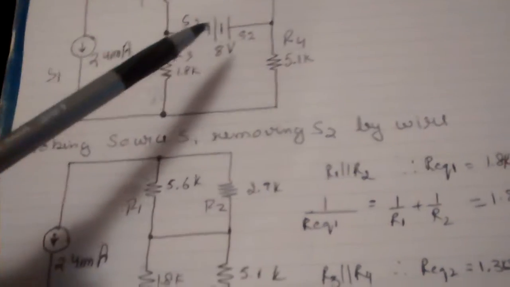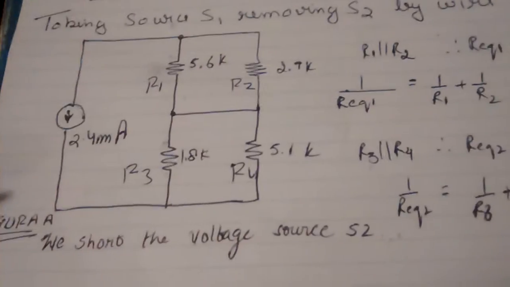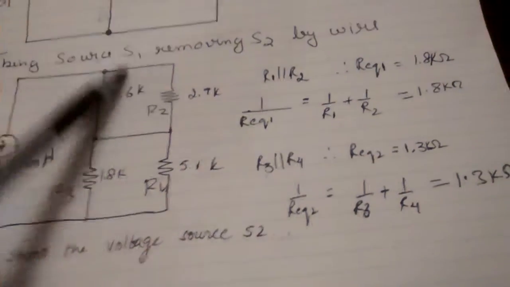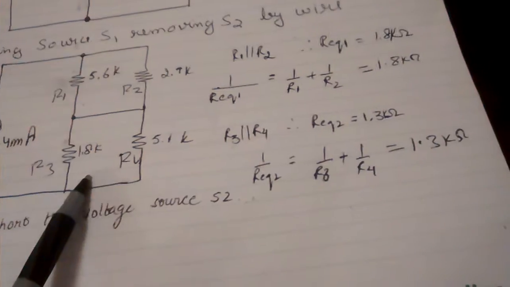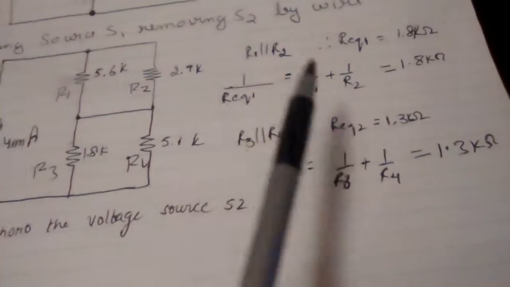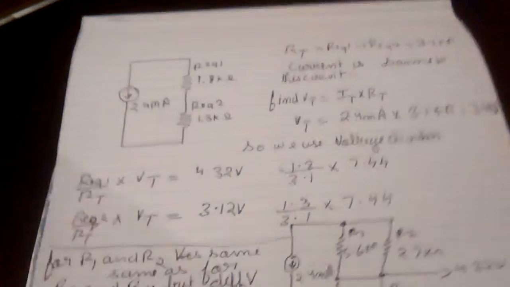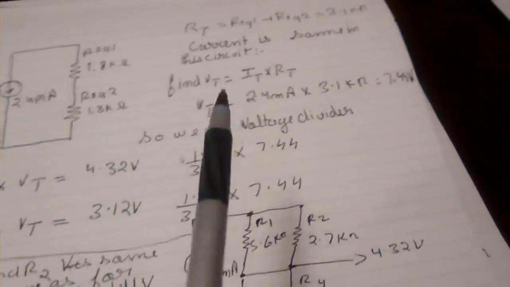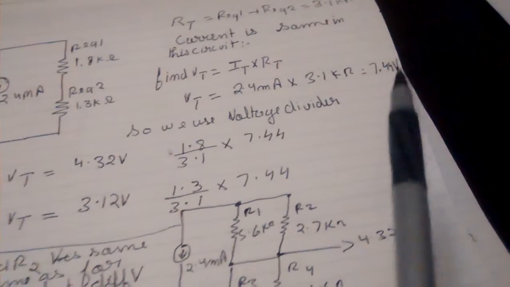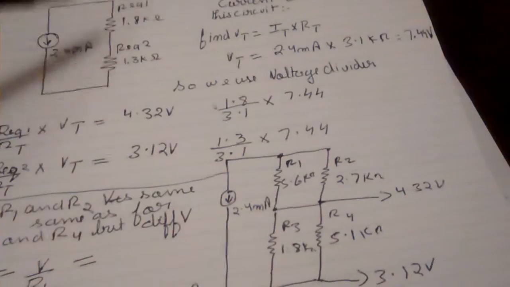value for each resistor. So in the superposition theorem, first we remove source 2 and take source 1. We see that these two resistors are in parallel and these two resistors are in parallel, so we make them equivalent and we get our RT. This is our equivalent circuit. So see, here we go. We have the RT and we find VT here, which is 7.44 volt, and we know that the current is the same.